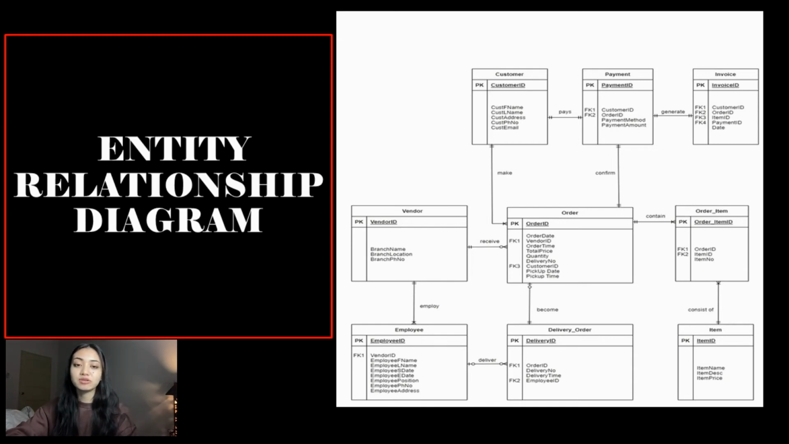The relationship between these entities are customer pay payment. Payment will generate invoice. From payment, it will confirm the order, whereby the customer will make the order. Order will contain order item. Order item will consist of item. Order will become delivery order, depends on the customer preference. Vendor can also employ employee. Vendor will also receive the order made by the customer.